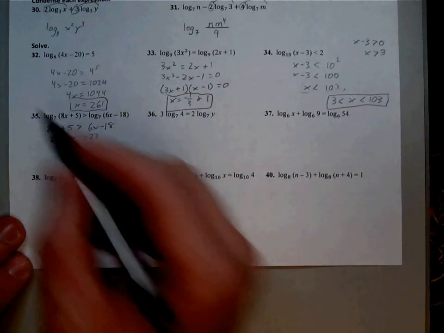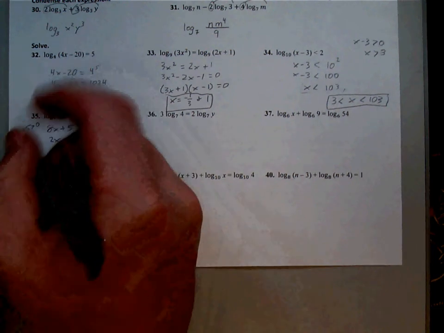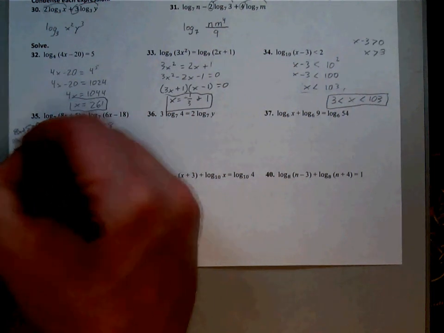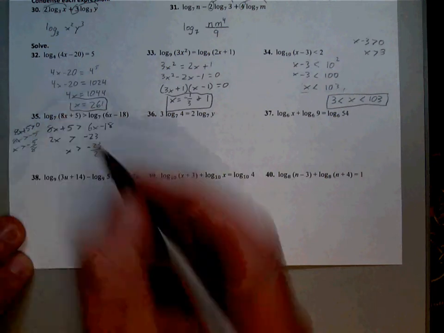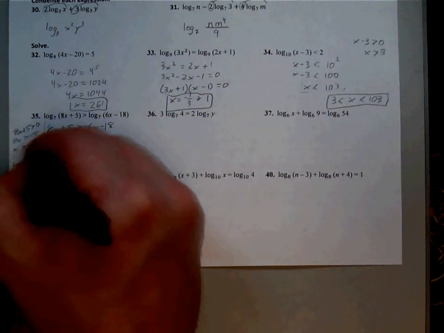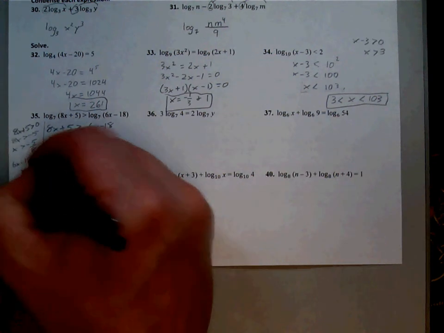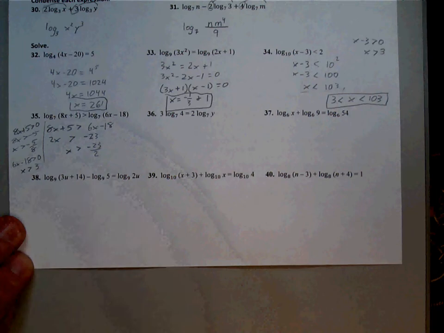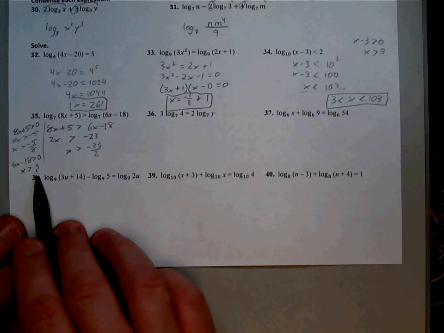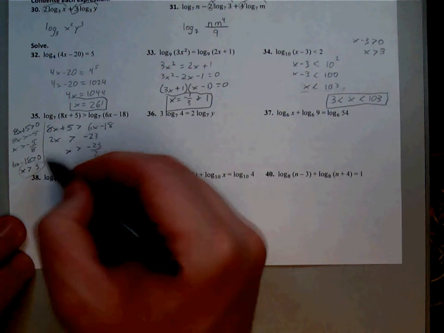There's two logs, so I have to think about both domains. So 8x plus 5 has to be greater than 0. So 8x is greater than negative 5, so x is greater than negative 5/8. That's one domain. Let's consider the other one now. 6x minus 18 has to be greater than 0. I would add 18 and divide by 6, so if I do both of those things, I get 3. X is greater than 3. So x has to be greater than negative 5/8 and greater than 3. So in order for both of those things to be true, x has to be greater than 3. That's the more restrictive of those two.